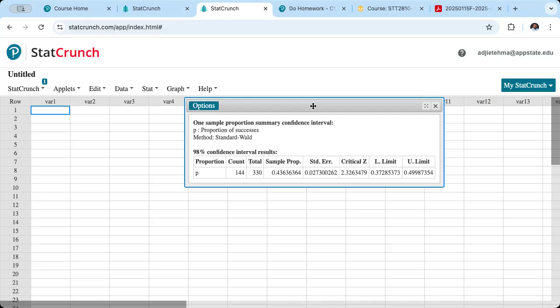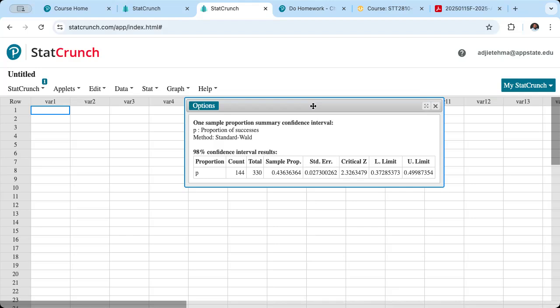So this is the what? The standard error. Is that okay? Critical Z. So this is the what? The Z value. And then we are interested in the confidence interval.